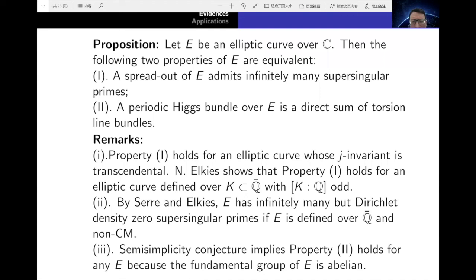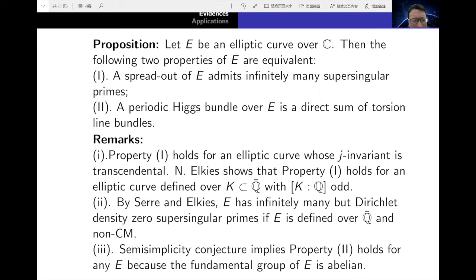a direct sum of torsion line bundles. By the previous result, we know a direct sum of torsion line bundles is indeed periodic. But the second property says that these are all the periodic objects, Higgs objects over E. So this statement says these two properties are equivalent: one implies two, two implies one.